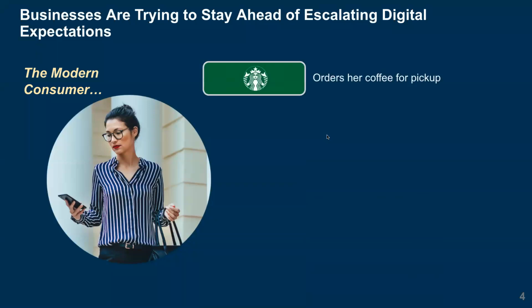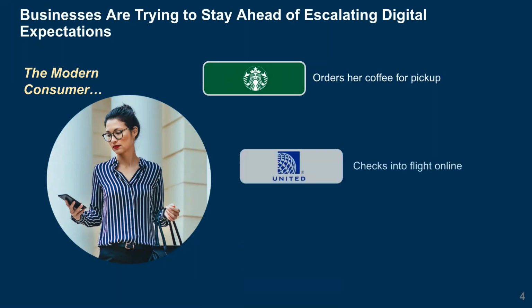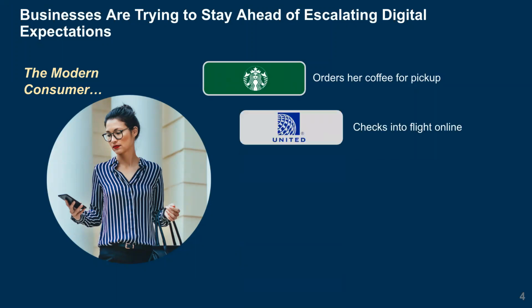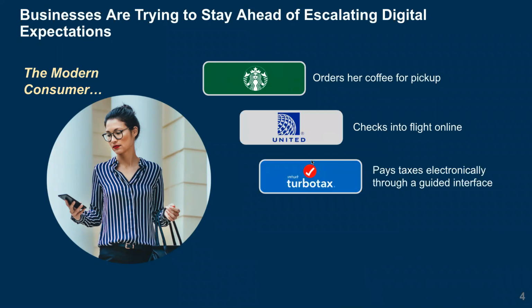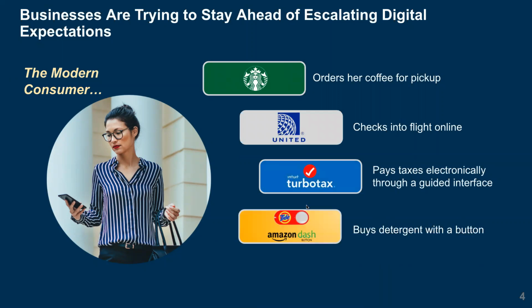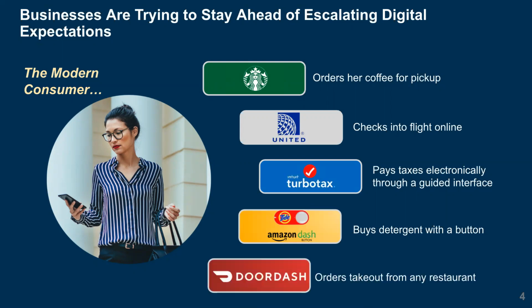So we can order our coffee with our phone and we can pick it up. We can check into a flight online and check the status and use our QR code on the phone as our boarding pass. We can pay our taxes online through a guided interface. We can buy detergent with the button that's on the washing machine. And we can order takeout from any place, anytime, anywhere.